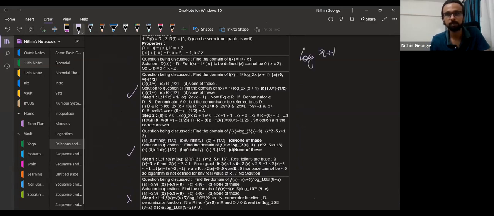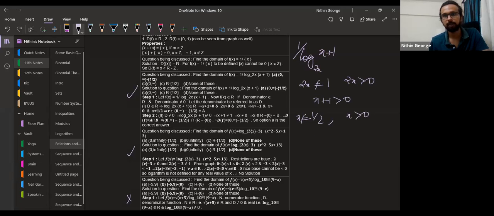So the first one, did you guys do that? Log x plus 1 base 2x. Sorry, 1 by log x plus 1 base 2x. We need to find the domain of this. So what do we say here? 2x is not equal to 1, 2x greater than 0, x plus 1 greater than 0. So this will fetch me x not equal to 1 by 2, x greater than 0, and here x greater than minus 1. So this is not required because this is there. The intersection will be x greater than 0 alone. All right, so x greater than 0, x not equal to half.